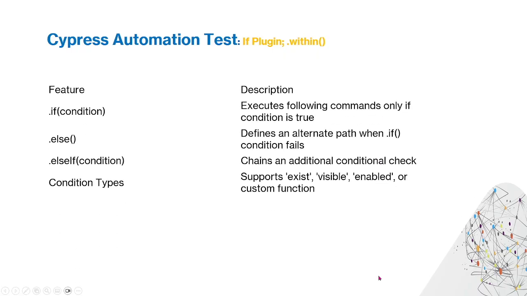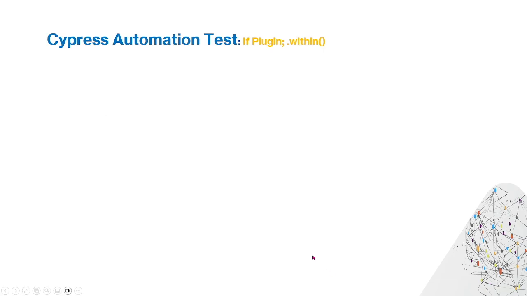Features. If condition: execute the following commands only if the condition is true. Else: define an alternative path when the if condition is false. Else-if condition: choose an additional conditional check. Conditional types: supports exist, visible, enabled, or a custom function.